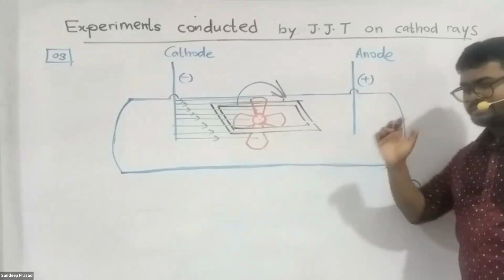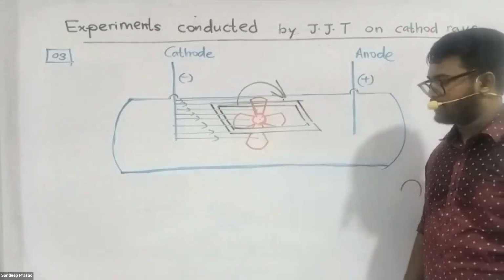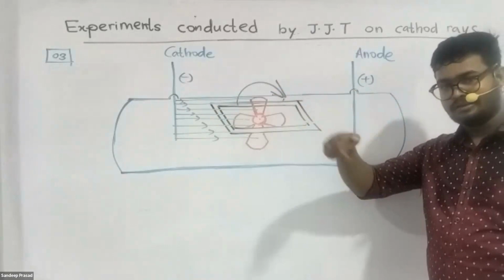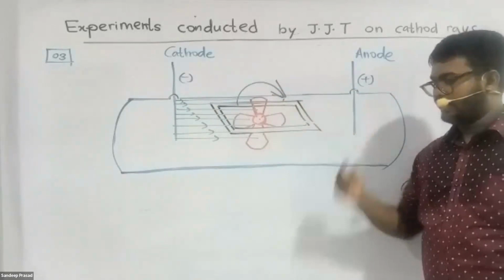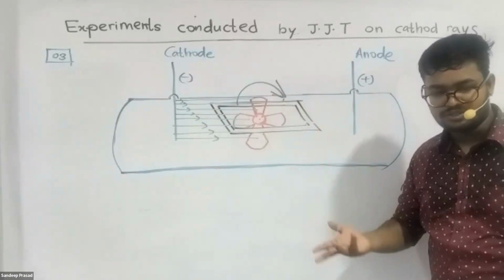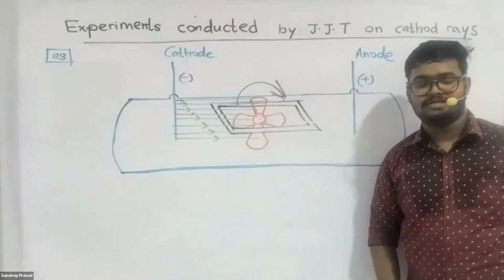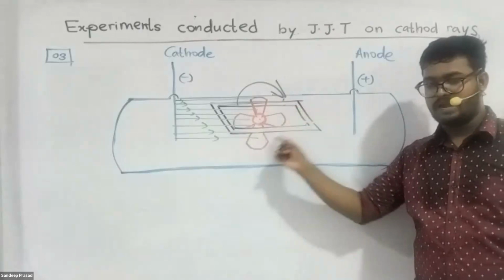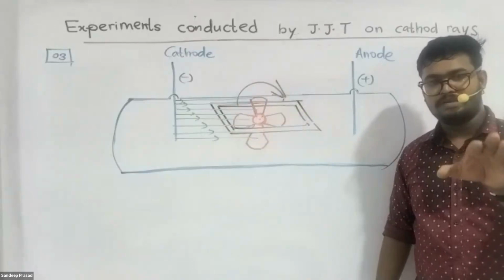What is the conclusion? J.J. Thomson conducted this kind of experiment. Cathode is there, anode is there. In the middle of the cathode ray path, he kept a paddle wheel, and it started to rotate. What is the conclusion? There is another kind of energy in cathode rays. Cathode rays can do work by applying a force. Why did this paddle wheel start to rotate? Because these cathode rays are applying a force. That means cathode rays can do work. They have mass and momentum.